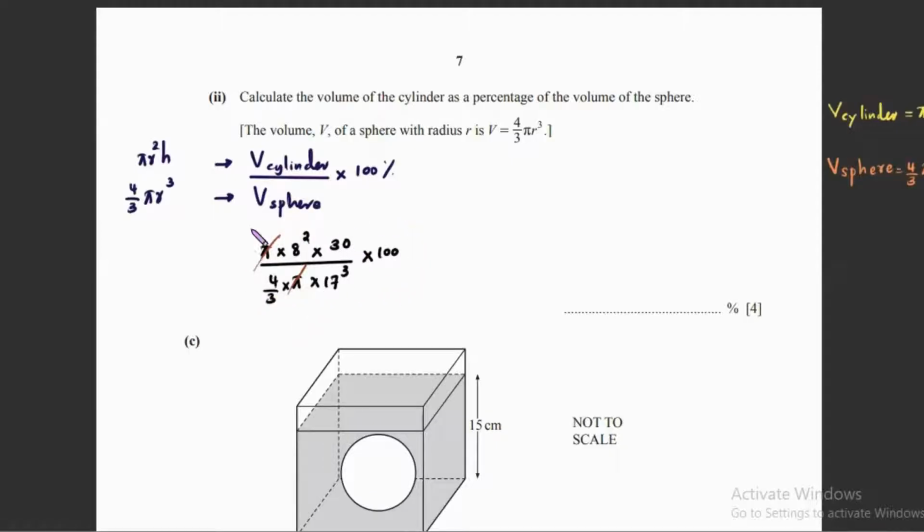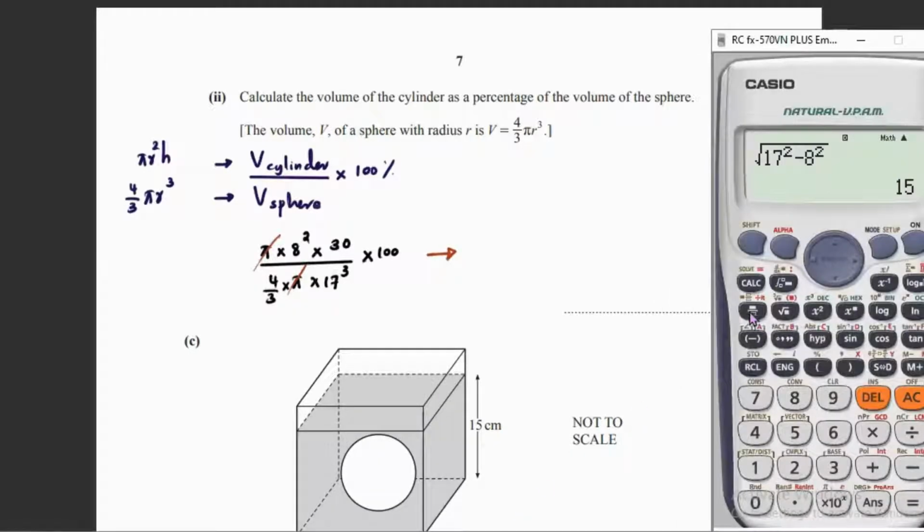We need to put this in the calculator and see what we get as the percentage. So I'm going to put this in the calculator. I have 8 squared. I need to times it by 30. And then again, I'm going to times it by 100 because in the end, I need to times it by 100. Then I'm going to write 4/3 times 17 cubed. So I'm going to cube this.